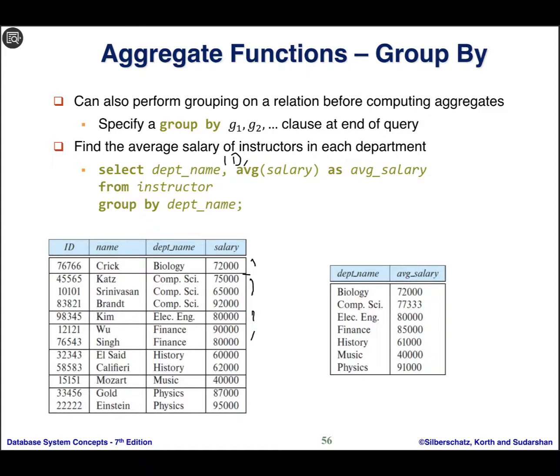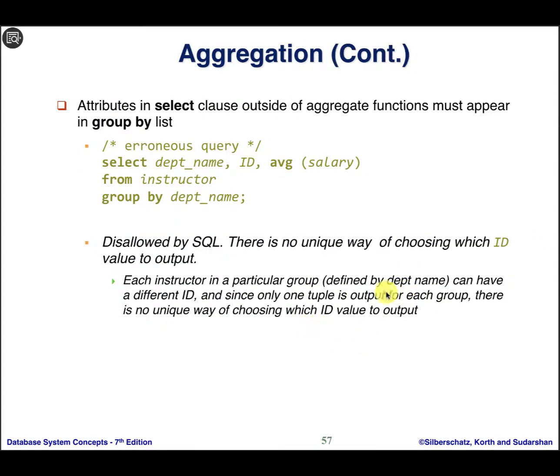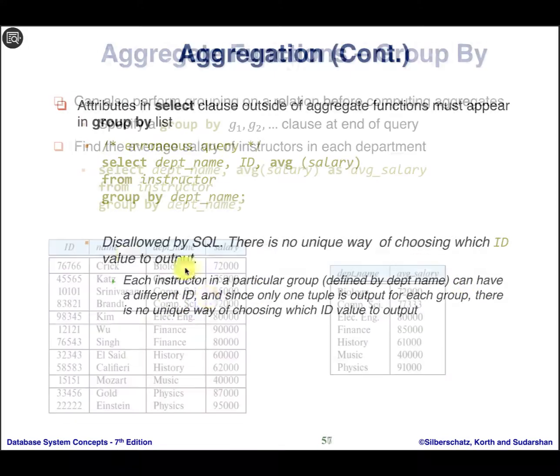Then now you need to display what? You need the department name. You need to have the ID. Let me put the ID here because I don't have space. The problem here is that if you add something in the select and you didn't specify this attribute in the group by, the system is going to be confused. It's not allowed in this case. Why? Because a particular group, divided by department name, can have different IDs, right?